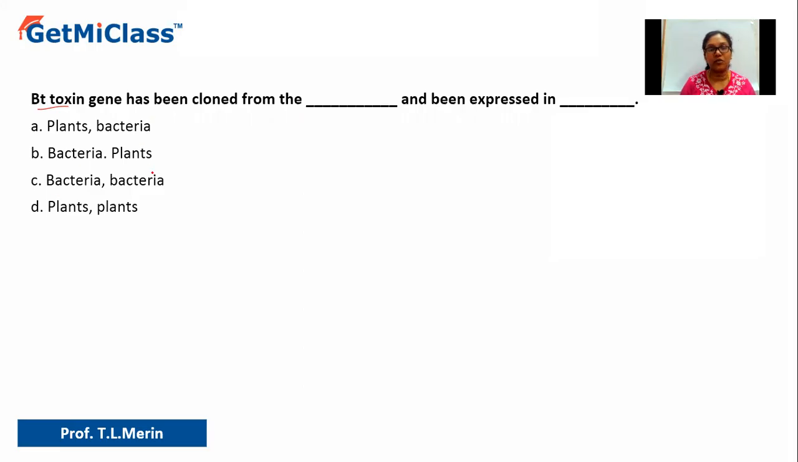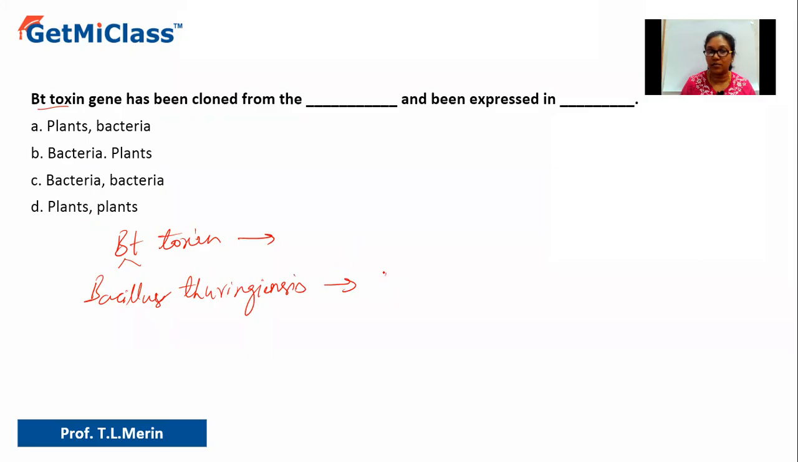So before we look for the correct option, let us first talk about what we mean by Bt toxin. Bt toxin is the toxin usually produced by a bacteria called Bacillus thuringiensis. B for Bacillus, and T is a particular strain of bacteria, thuringiensis. This is a type of bacteria which has the ability to produce certain proteins, which we call toxic proteins, or crystal proteins.